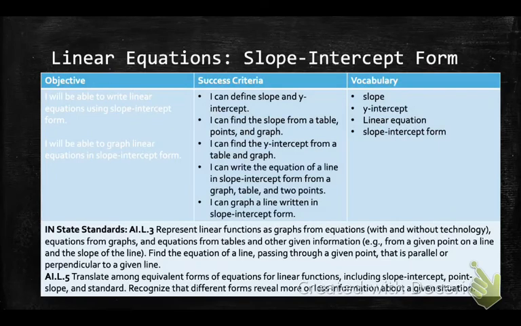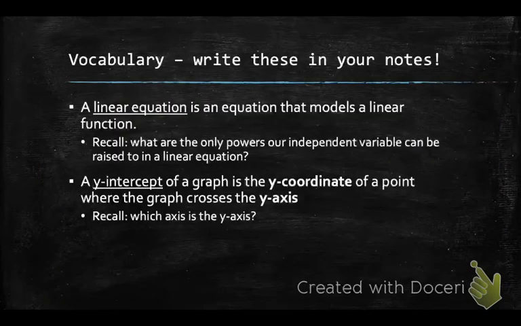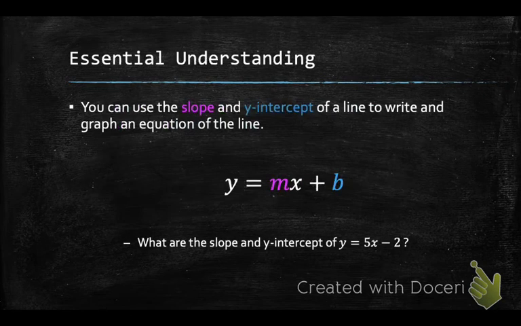All right, so now we're going to talk about slope-intercept form and graphing equations. So write these things in your notes. Pause the video because I'm going to move on. So a linear equation is an equation that models a linear function, aka it's a straight line. Y-intercept is the y-coordinate where the graph crosses the y-axis. You can use slope and y-intercept to write the equation of a line. This is called slope-intercept form.